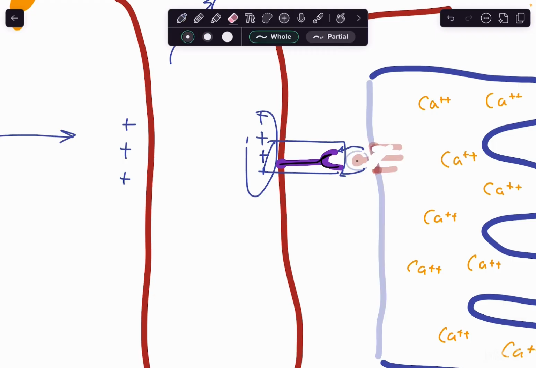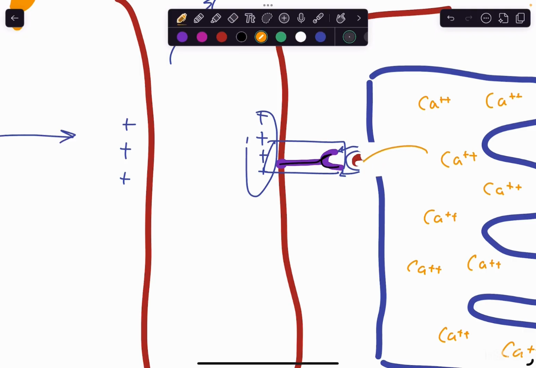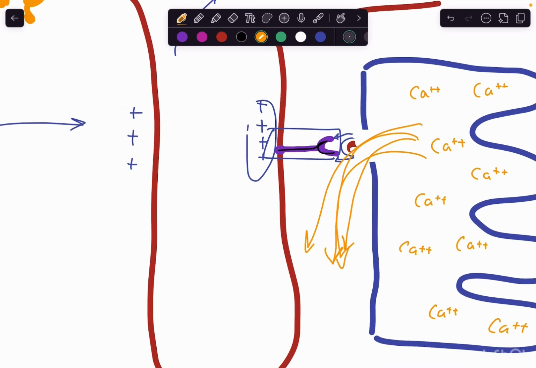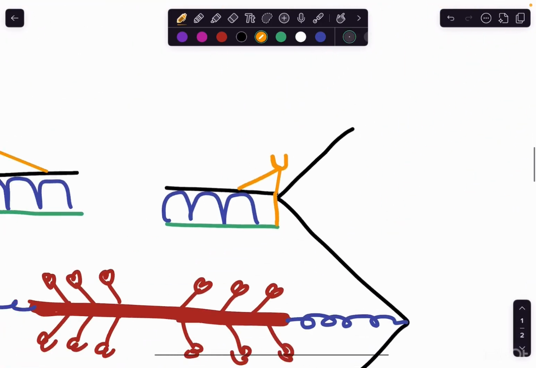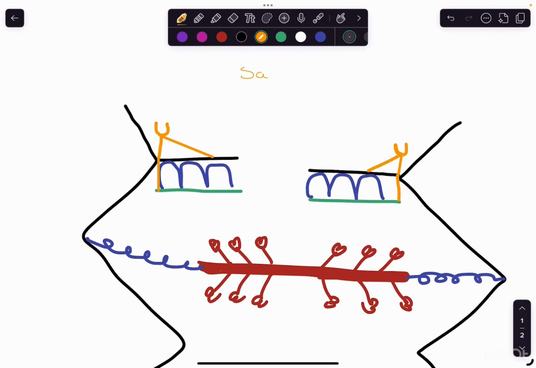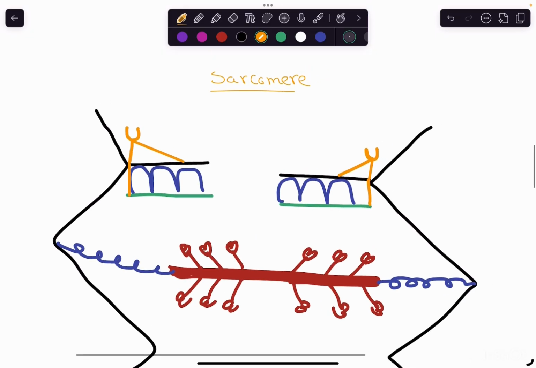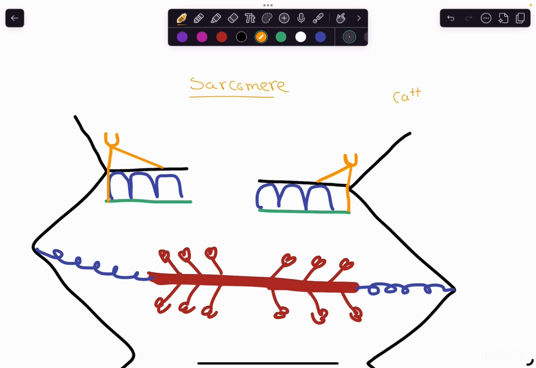It opens this gate, allowing for calcium ions to move outside the sarcoplasmic reticulum, and we're going to see where those calcium ions go right now. Calcium ions travel and go to this structure here in the cell. It is called the sarcomere. Sarcomere is the functional unit of the muscle cell. So we said that calcium ions exit the sarcoplasmic reticulum, and go and bind to this receptor in this specific protein. This protein has a specific name.